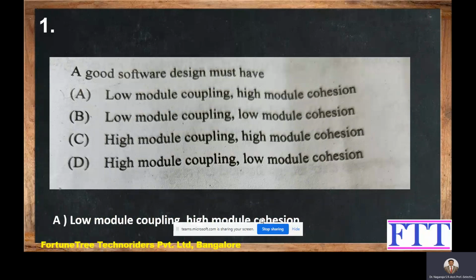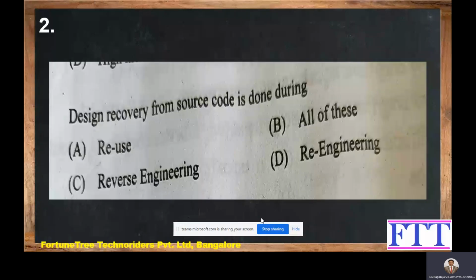Second question: design recovery from source code is done during A, reuse, B, all of this, C, reverse engineering, D, re-engineering. So C is the right answer for this question. Reverse engineering is used for design recovery from source code. So coming to the third question.